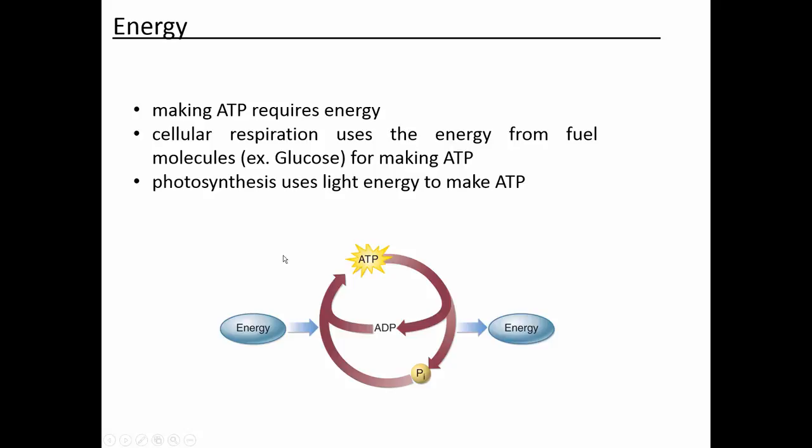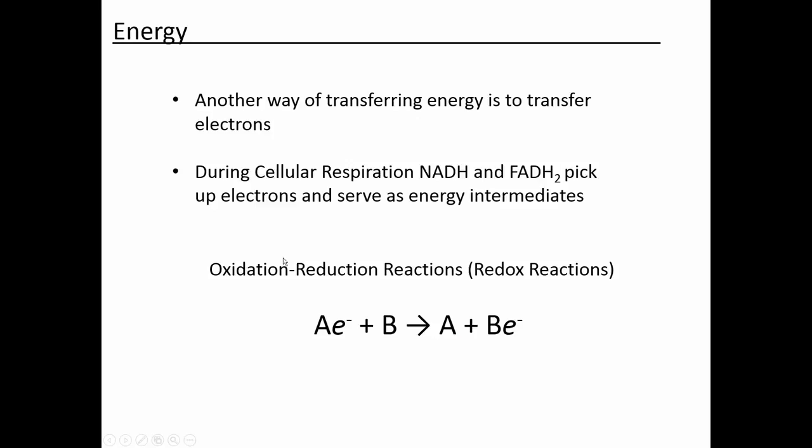Now we're going to talk about oxidation reduction reactions. At the very top of the slide, it says another way of transferring energy is to transfer electrons. The first way of transferring energy that we talked about was through ATP. You acquire energy in one form, and then you transform that energy into the form of ATP, and then when ATP is broken down, it releases that energy, and that energy can be used for another process. So that's one way of transferring energy. Another is through transferring electrons.